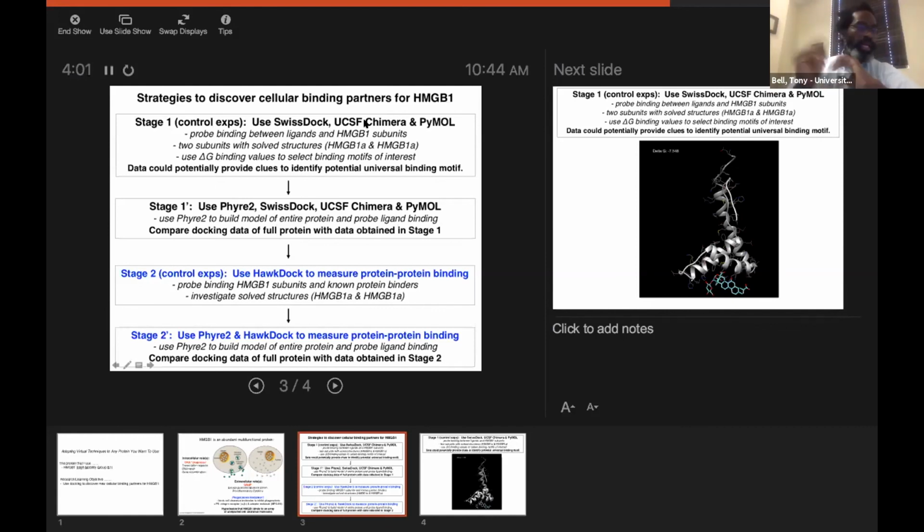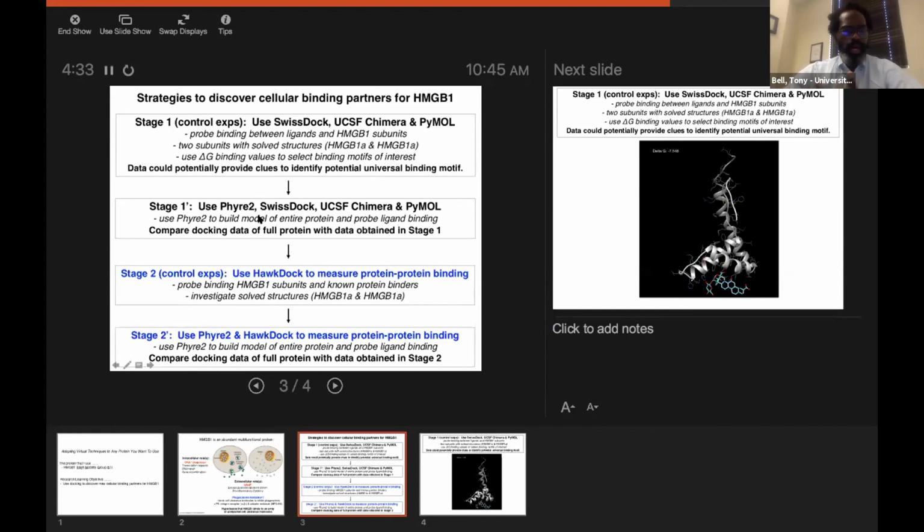What I didn't mention in the background is that this protein has three subunits, and two of them have PDB structures that have been solved. So the idea is to use SwissDock to determine the computational conformers for known ligands that bind to this protein, and basically try to identify a universal binding motif. Essentially, these are the controls, because we know that small molecules bind to certain subunits of this protein.